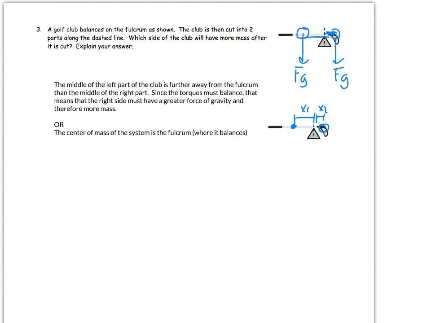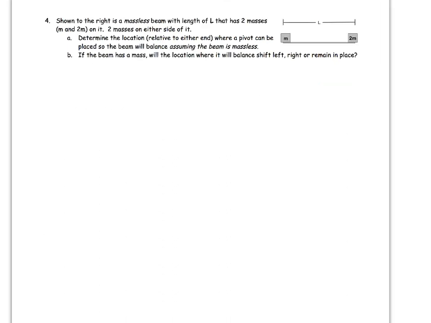For this problem, we have a system with two masses balancing on a massless beam here, and we want to know the location relative to either end where a pivot can be placed so the beam will balance, assuming the beam is massless. So we could think about torques for this one. I think it's actually easier, though, to consider center of mass here, because all we really want to find is where this system will balance, and it makes it a lot easier to do center of mass if that's all we're concerned with. So we're going to go ahead and set up our center of mass equation.